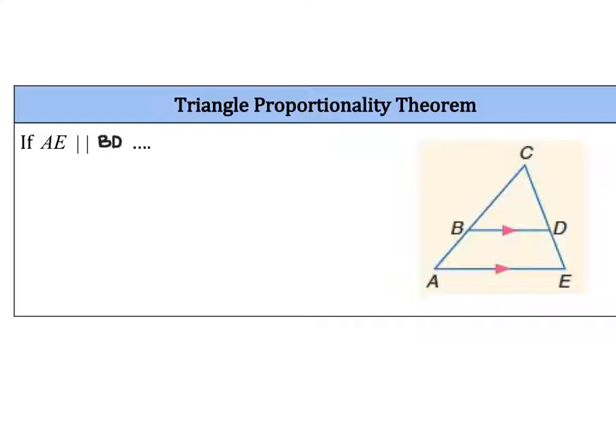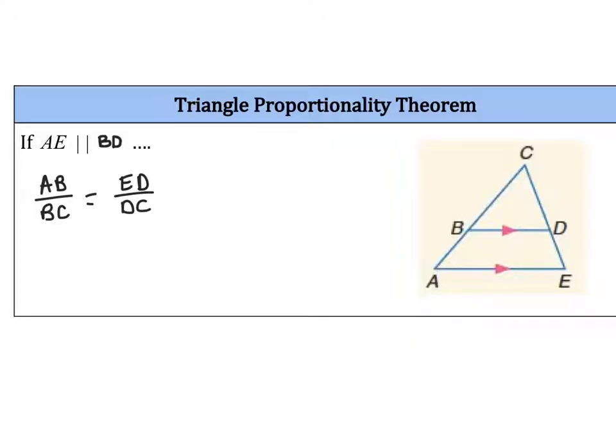So here we know that AE is parallel to BD, so we can set up different ratios or proportions within the sides of this triangle. One that we could set up is AB over BC. You can see that we took the bottom portion of the left over the top portion of the left, and we could create the proportion that is equal to ED over DC.